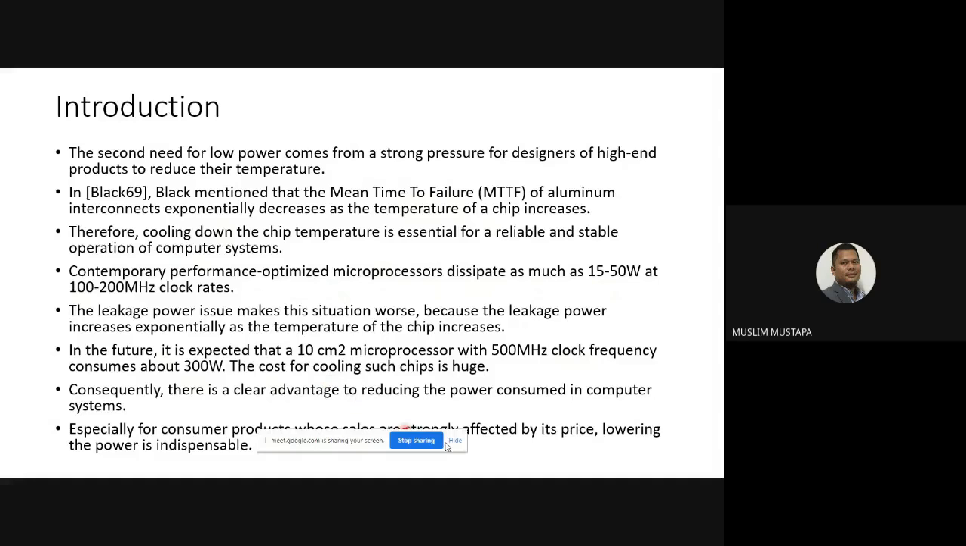So consequently, there's a clear advantage to reducing the power consumed in a computer system. Of course. A lot of things can be done after you reduce the power, especially for consumer products.